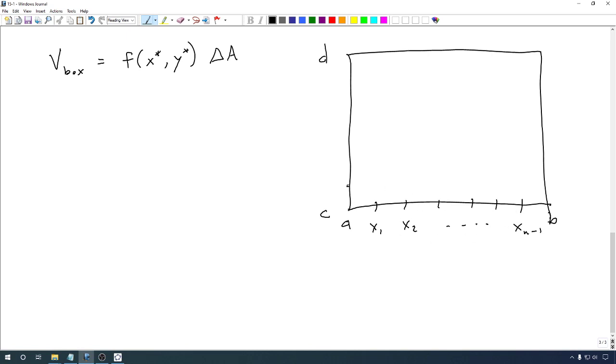For our y's, we do kind of the same thing. We'll break this up into a bunch of pieces. c would be our y0. Then we have y1, y2, all the way to some y_{m-1}. We don't necessarily have to have the exact same divisions for x's as for y's, so we use n and m. And then d would be ym.